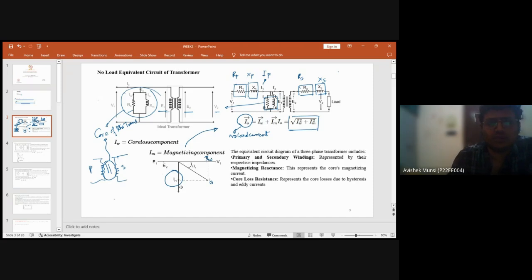There are basically two losses. One is core loss. That loss is developed in the core, and also there will be some kind of loss when current flows through R and X, that is, I square R or I square X type of losses. That is the copper loss. So if you consider both of these current components, then the phasor sum of them will be the no load current. So the magnetizing reactance, and another one is the core loss.